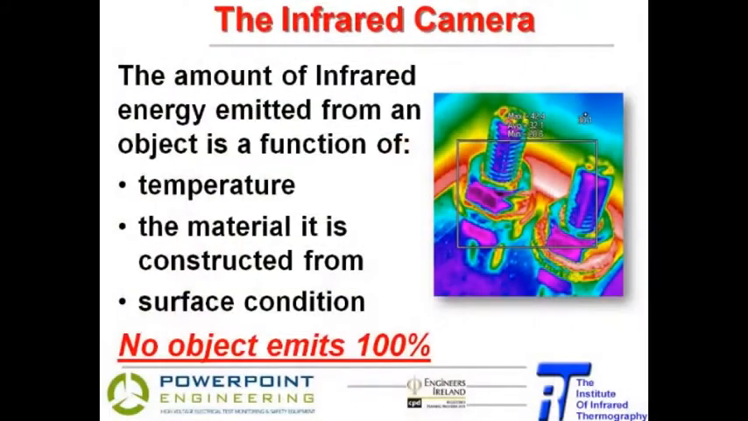The amount of infrared energy that's emitted from an object, as I say, it's a function of its temperature, it's a function of its surface condition, but it's also a function of the material that it's constructed from. And no object emits 100% of its energy in the form of infrared, or its thermal energy in the form of infrared. So they're only 13 mil bolted connections, and it appears that there's a temperature variation over that. But in fact, it's all at the same temperature.